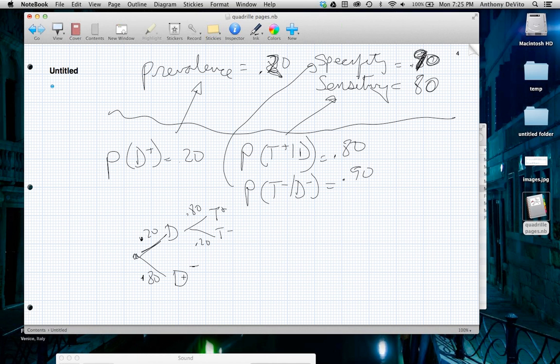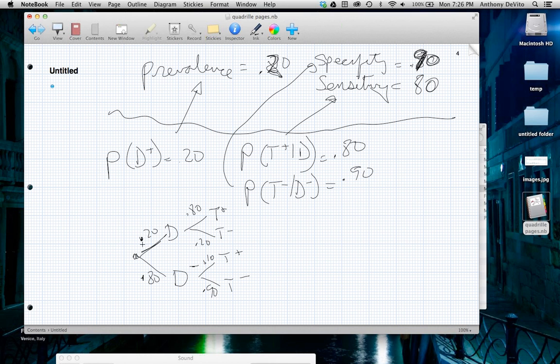Now, let's say a person doesn't have the disease. What's the probability that they're going to test negative? Well, first I'm going to start out with the probability they test negative, because that I know. If they don't have the disease and they test negative, it's 0.90, right? And the probability the person not having the disease tests positive is going to be 0.10.